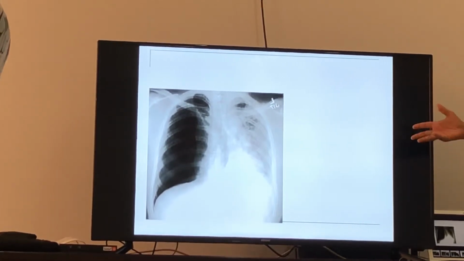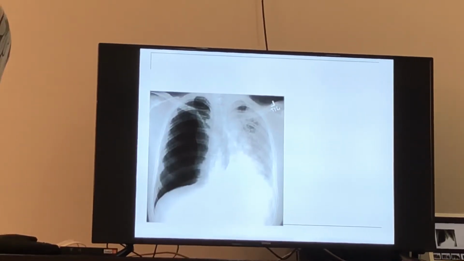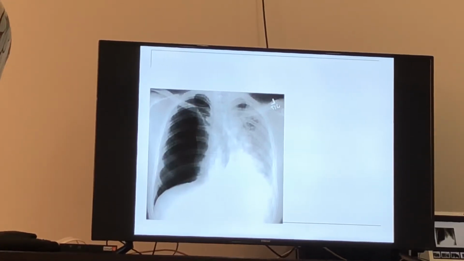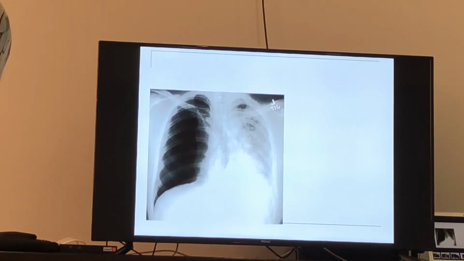And this is what we call tension pneumothorax. This necessitates immediate drainage, either by a wide bore cannula in the second space, or if you can, immediately go ahead with a chest tube.